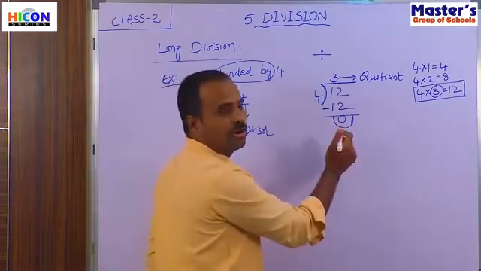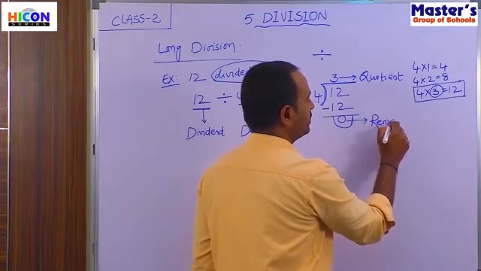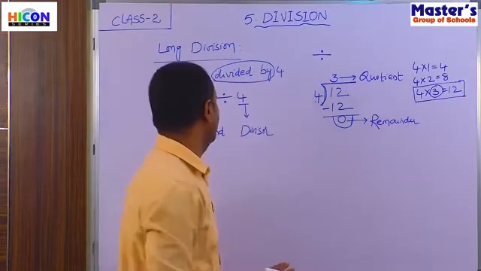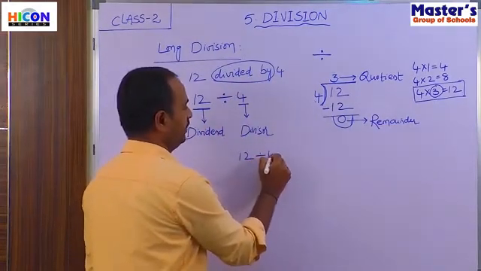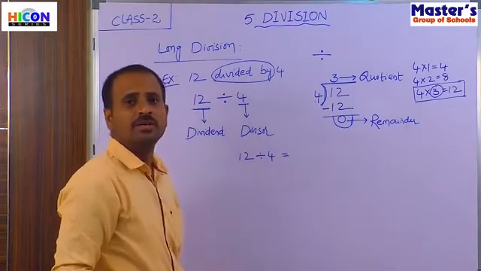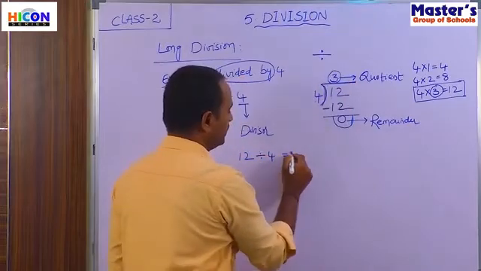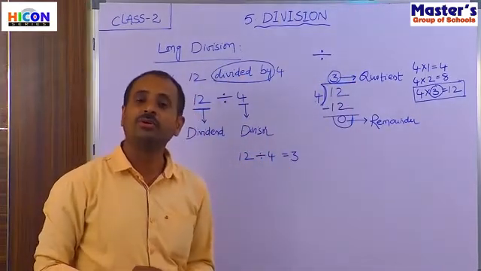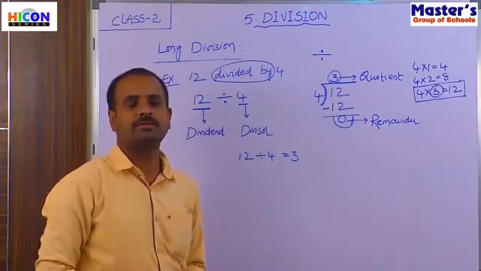And what is 0 called here? This 0 is called remainder. So children, what is the answer? That is 12 divided by 4. So 12 divided by 4 is equal to how much? The quotient will be the answer. What is the quotient here? 3. So the answer is 3. In this way, children, we have to do divisions by using the long division method.